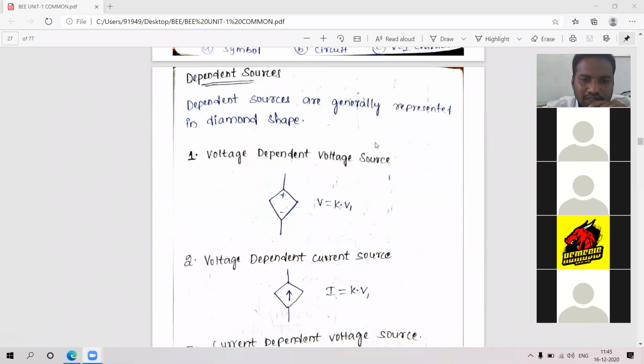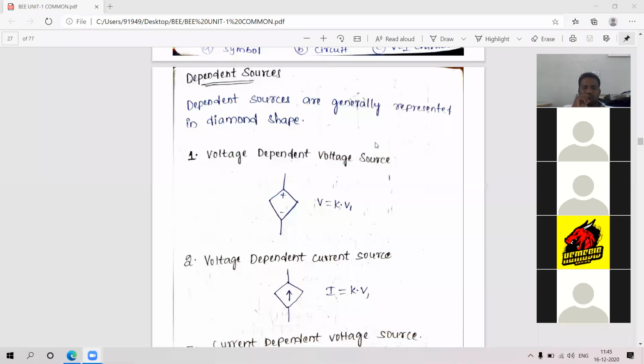Okay. Now we will see the dependent sources. We have finished with independent sources. Independent means not depending upon previous values, whereas dependent sources, just like you people are depending upon father and mother, will depend upon previous values, previous voltages or previous currents. Either voltage or current.